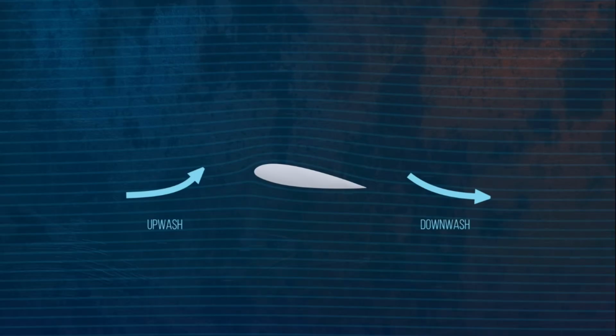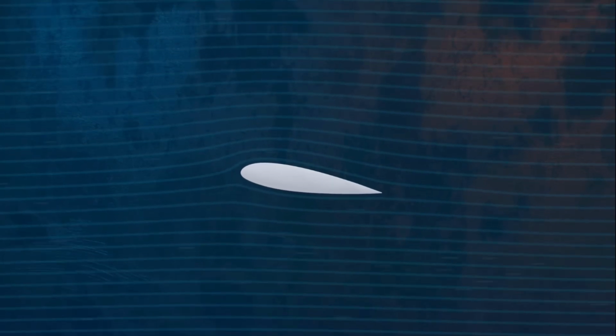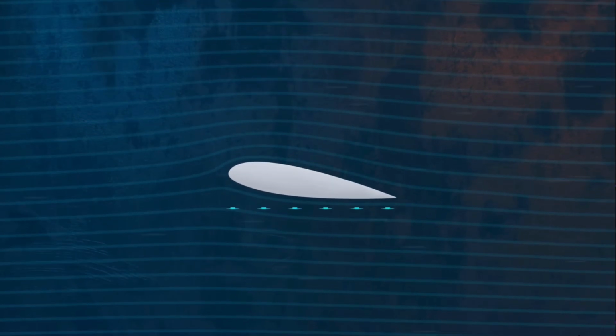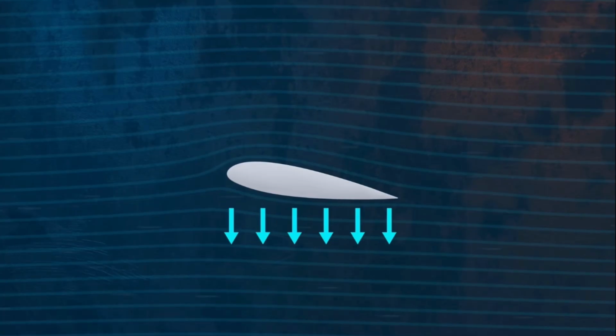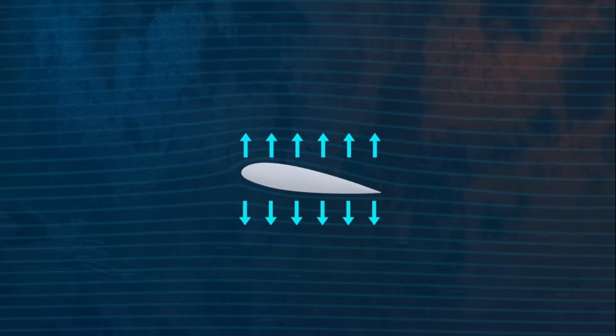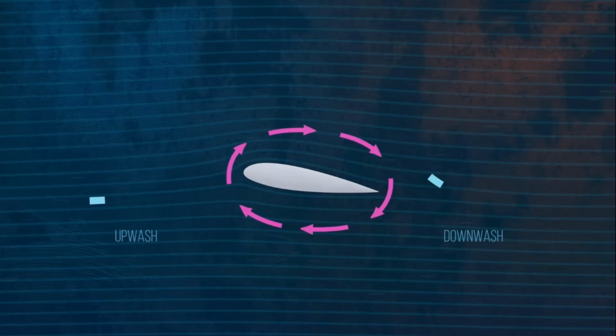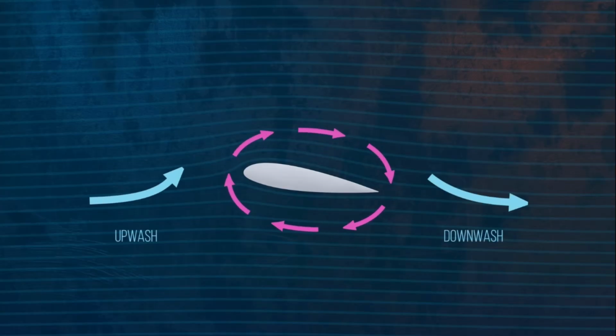Newton's third law tells us that for every action there is an equal and opposite reaction. The airfoil must be imparting a force on the air to create the downwash, and so based on Newton's third law, there must be a corresponding reaction force acting on the airfoil. In other words, an airfoil generates lift by turning the incoming air downwards. We can use the concept of circulation again, this time to explain how the upwash and downwash are created.